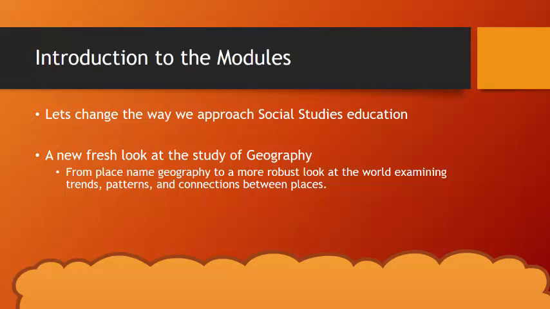Allow me to take a quick moment to introduce you to these modules. The main purpose of the module is to change the way we approach social studies education. We want teachers and students to take a new, fresh look at the study of geography, going a little bit away from the traditional place name geography to a more robust look at the world, examining trends, patterns, and connections between places.